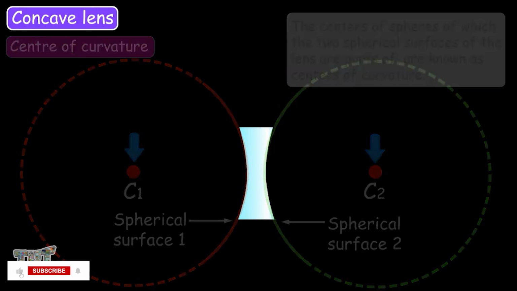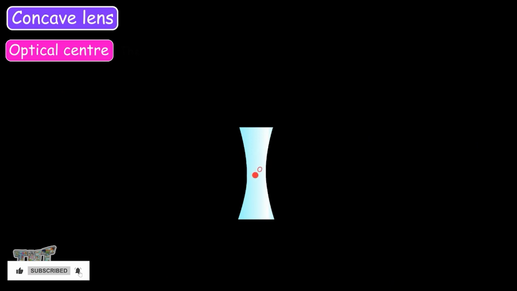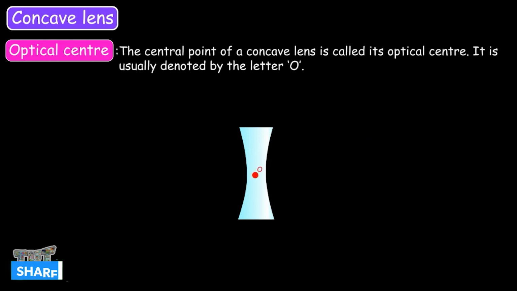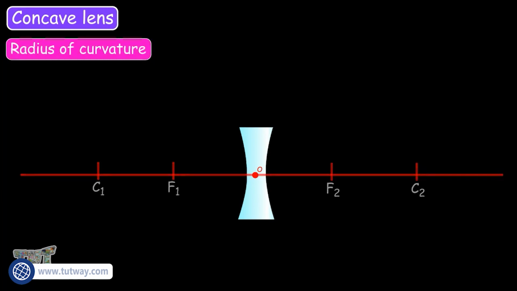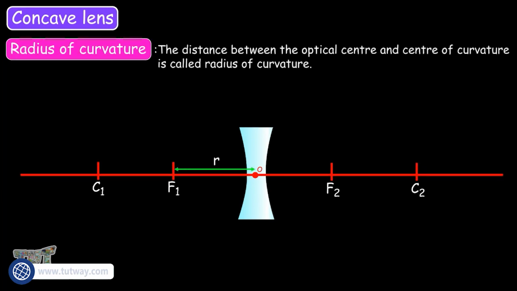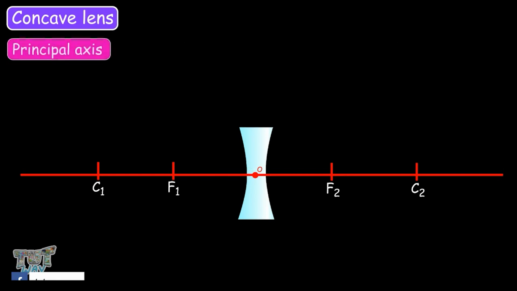The next term is the optical center. The center point of a concave lens is called its optical center. It is usually denoted by the letter O. The third term is the radius of curvature. The distance between the optical center and the center of curvature is called the radius of curvature. The following term is the principal axis. The straight line passing through the optical center and the two centers of curvature is called the principal axis.